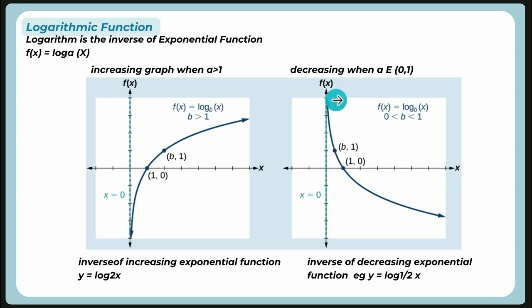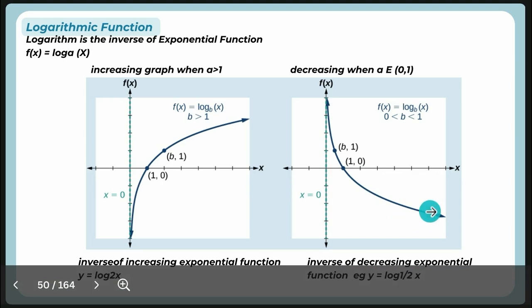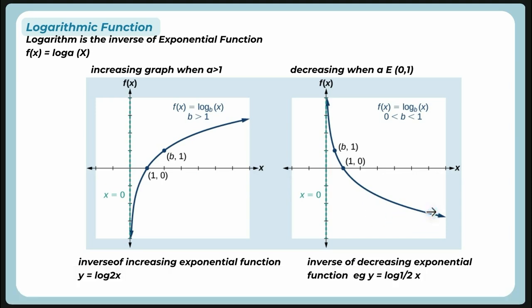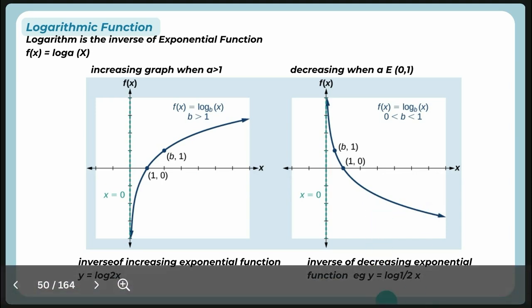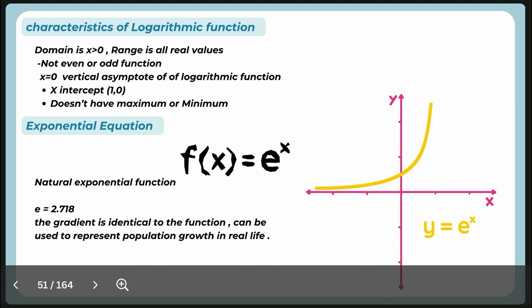If you have a decreasing function, which is right here, where b is in between 0 and 1, the inverse of the decreasing exponential function is y = log base one half of x.